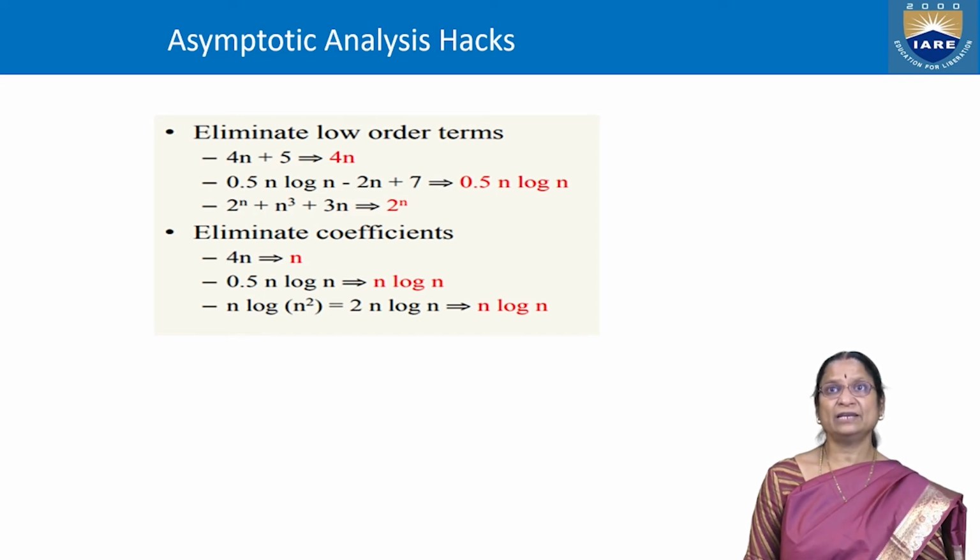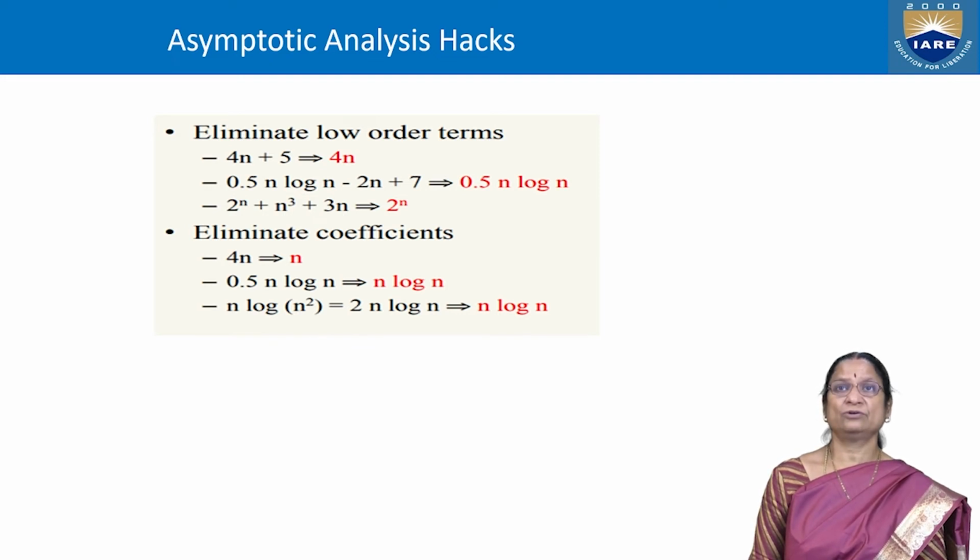2 power n, n cube plus 3n, the third equation. What is the highest growth rate? The rate of growth is going to be highest in which term? 2 power n.